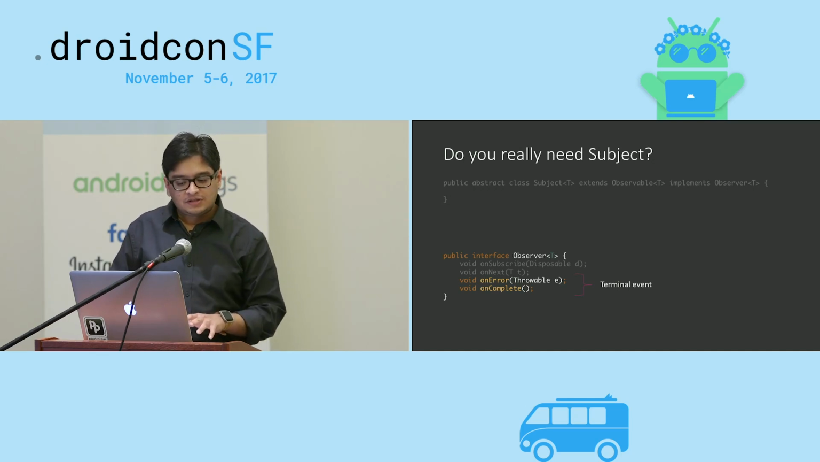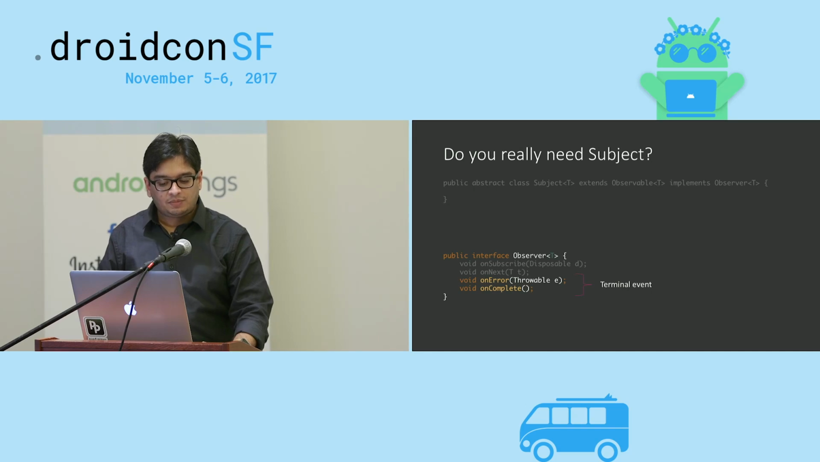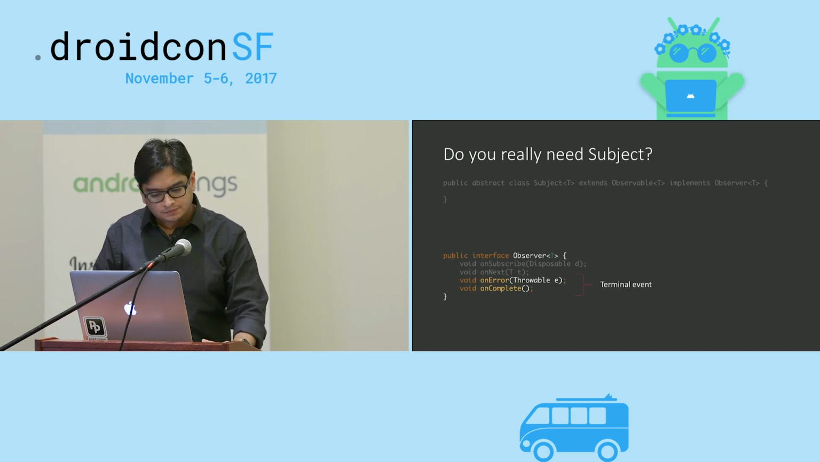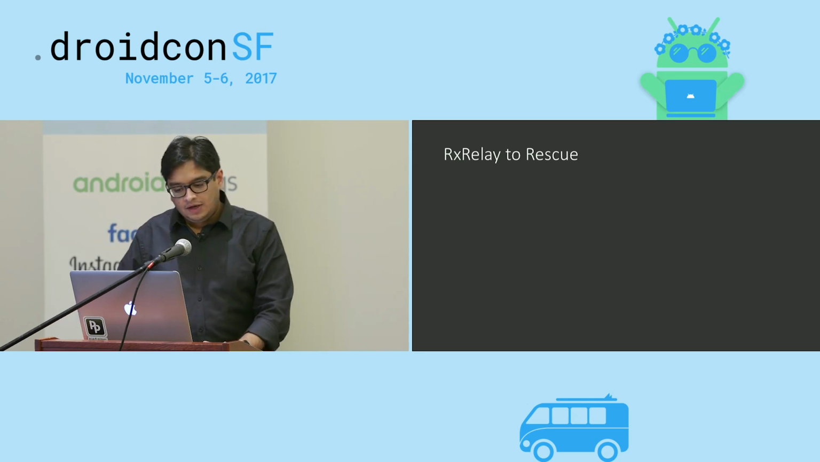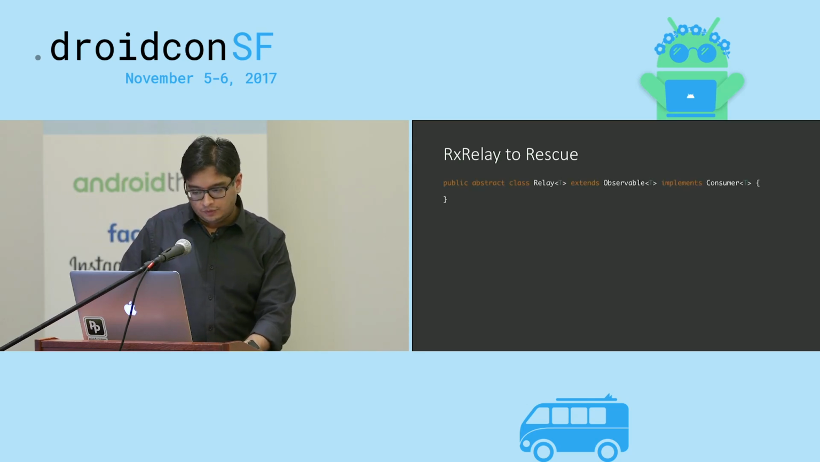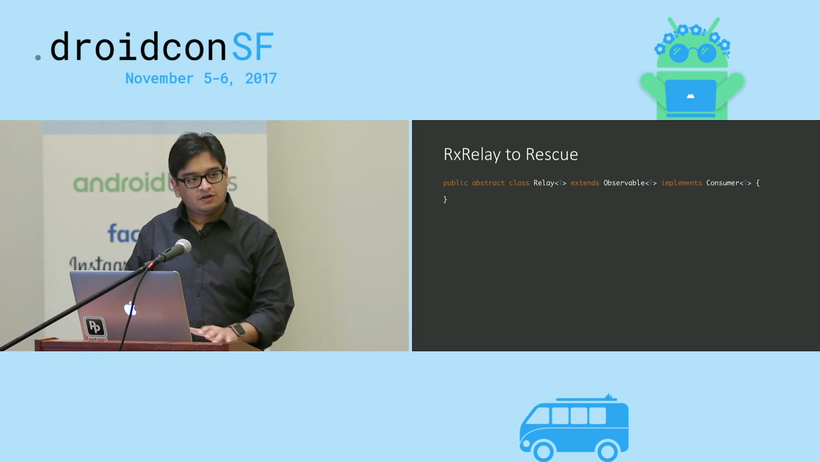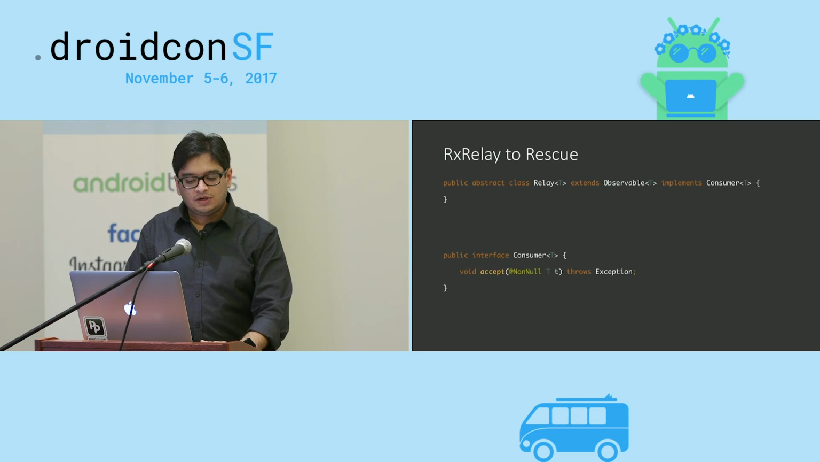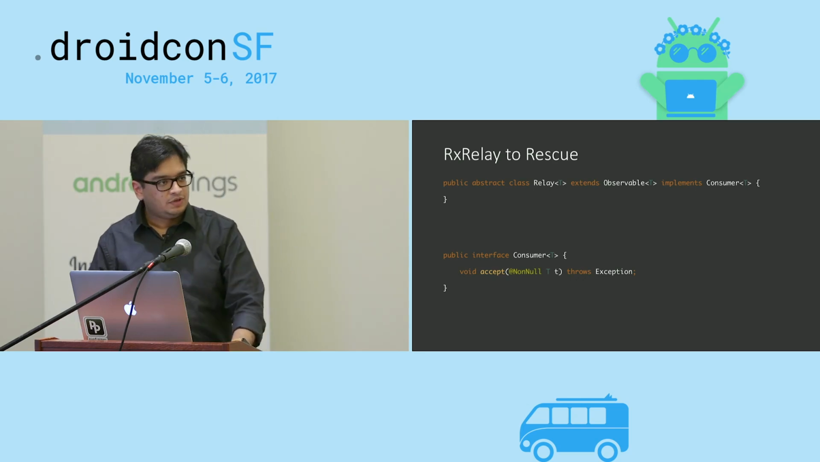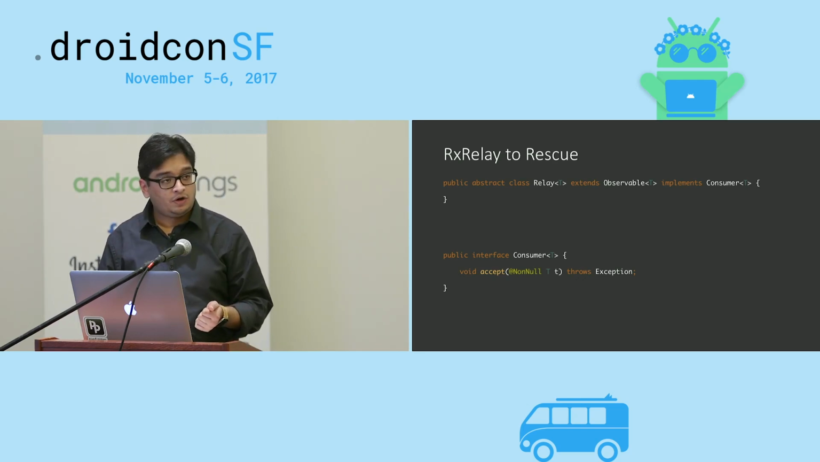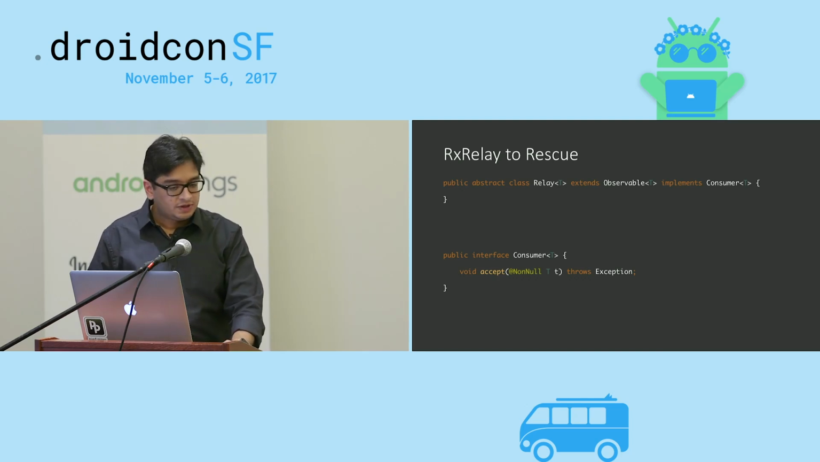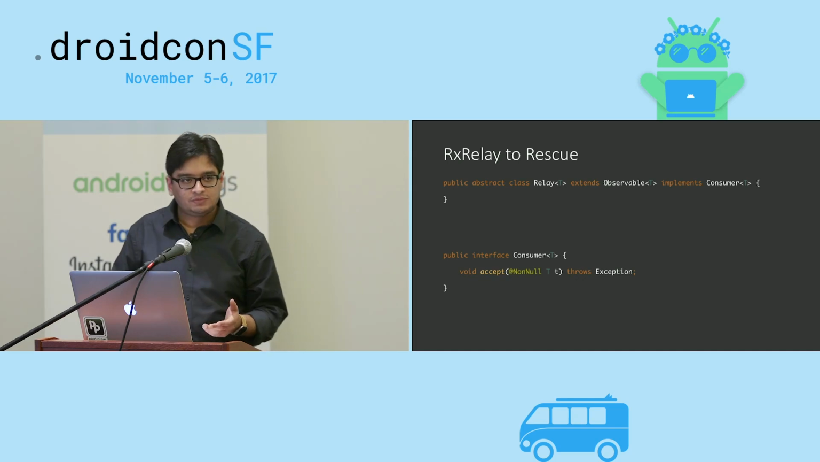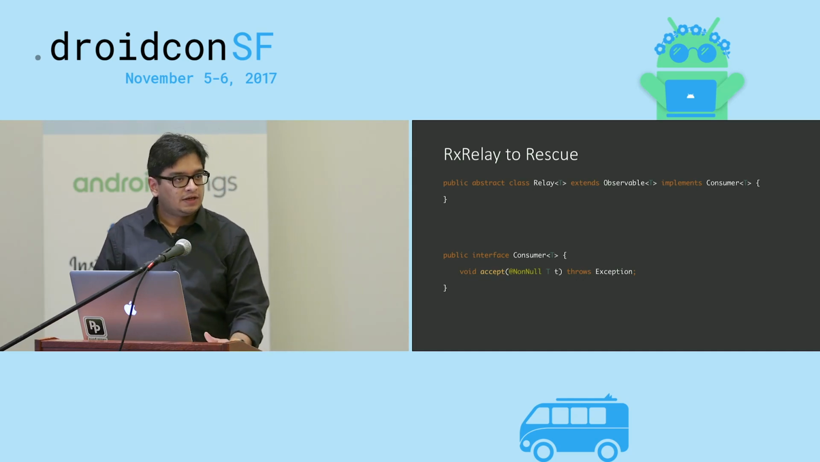Not all your requirements would end up requiring an onError and onComplete to be called. So there's a library called RxRelay from Jake Wharton, which essentially solves that issue. It's still an observable, but instead of being an observer, it implements a consumer. And because of the consumer, it only has one interface method, that is accept. There is no longer an onError or an onComplete. So you're pretty sure that nobody else in your application can accidentally call a terminal event on this. So we don't use subjects as is, but we use RxRelay in our app heavily.